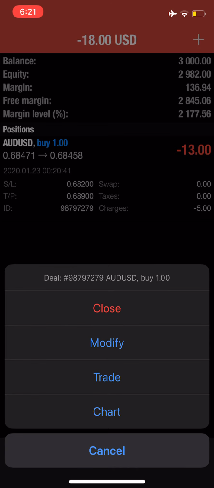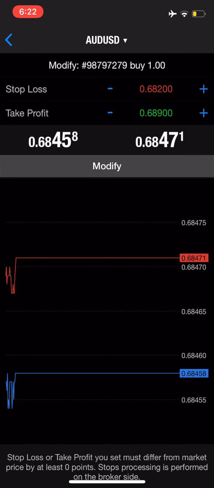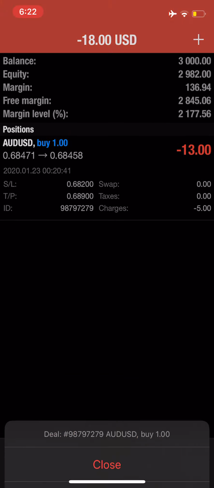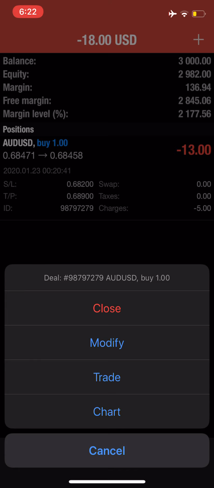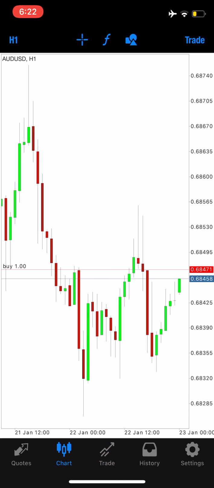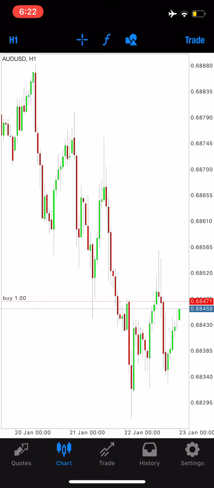So if we hold down this trade, we would have the option to close the trade. We could close it in any loss it's in right now. We can modify it, meaning if we click modify, we could adjust the stop loss and the take profit, right? If we click trade, we can add another trade, and if we click chart, we can see the chart. So let's click chart. So we're on the chart right now. It says buy 1.0. That means buy one lot, aka $10 per pip. 1.0 equals $10 per pip, meaning for every pip it goes in our direction, we get $10, right?